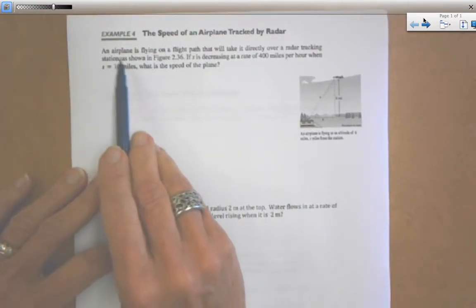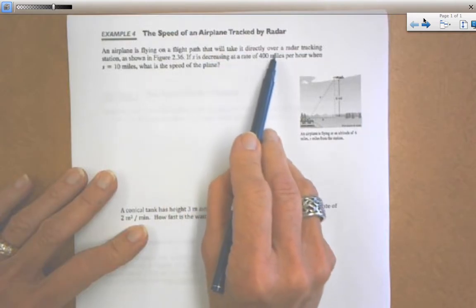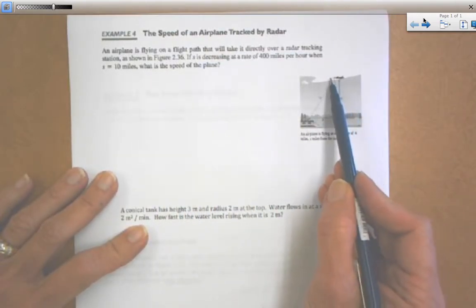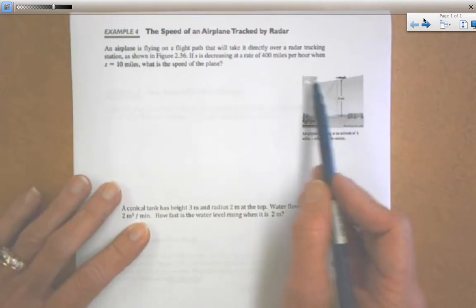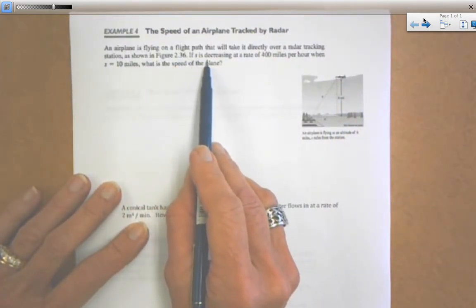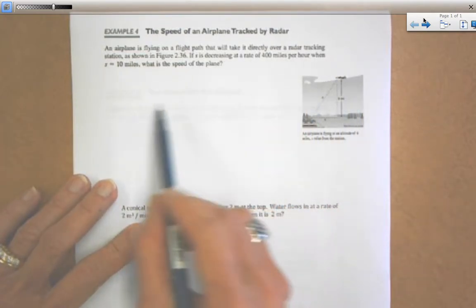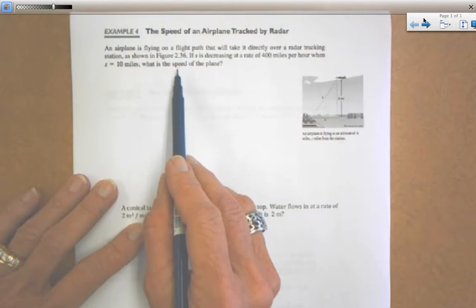All right, an airplane is flying on a flight path that will take it directly over a radar tracking station. There's the tracking station. The plane is flying this way. If S is decreasing at a rate of 400 miles per hour, when S is equal to 10 miles, what is the speed of the plane?